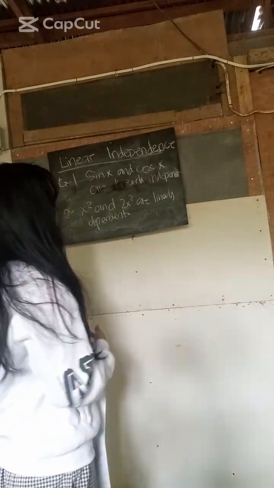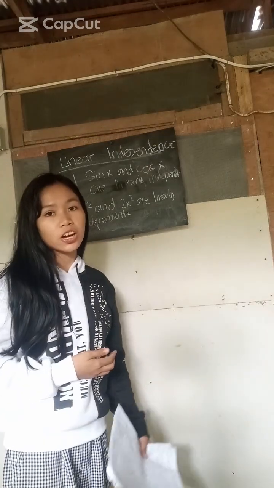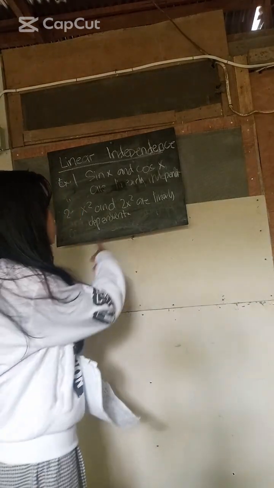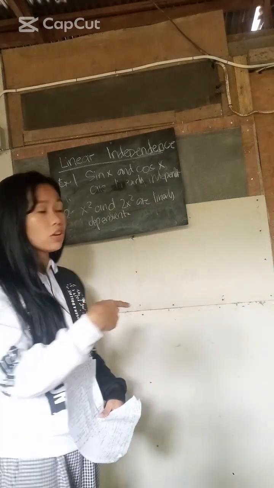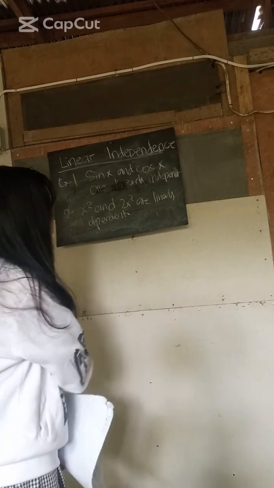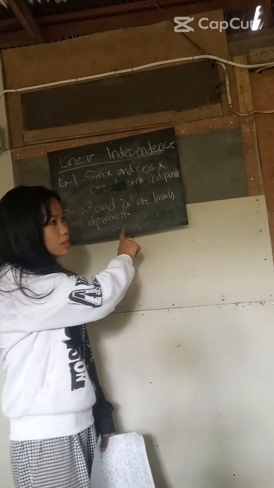So, for example number 1, sine x and cosine x are linearly independent because sine x is not just a number times cosine x. And for example number 2, x squared and 2x squared are linearly dependent because obviously, if you multiply x squared by 2, you get 2x squared.